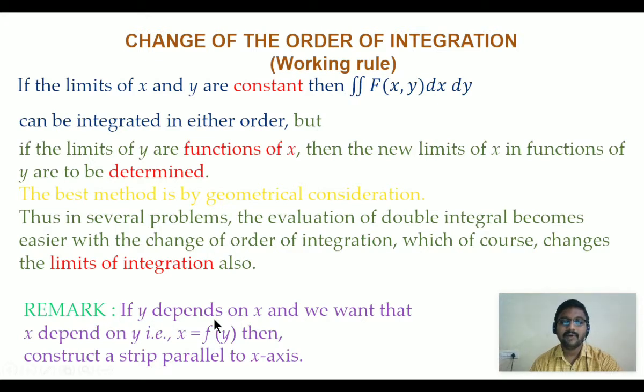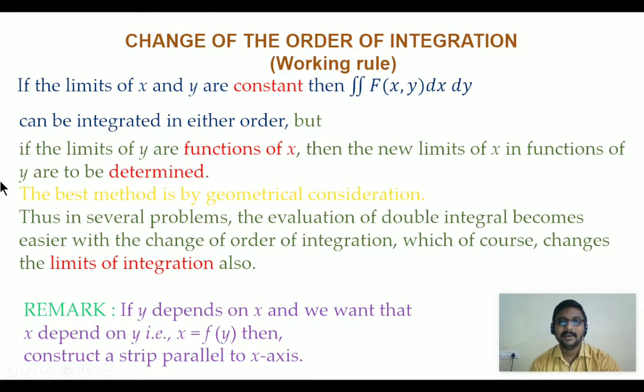Remark: if y depends upon x and we want x to depend upon y, to change the limits we have to convert to x depends upon y, that is, x equal to f of y. Then we have to construct a strip which is parallel to the x axis. That is, the new strip is drawn parallel to the x axis.